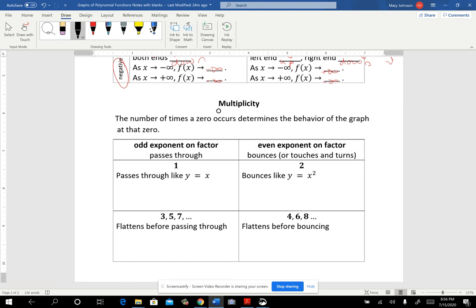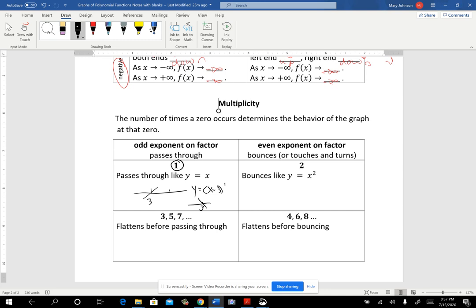All right, so the way to think about it, multiplicity has to do with the exponents on the factors. If you have an odd exponent on a factor, like a 1, then it's going to pass through on the x-intercept, just like a line would. So if you have a factor x minus 3 to the first power, then at 3, it's going to go through smoothly like a line. You don't know whether it's going up or going down. You just know it's going to go through like a line would, okay?